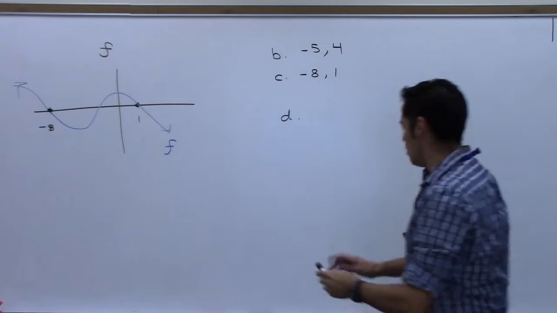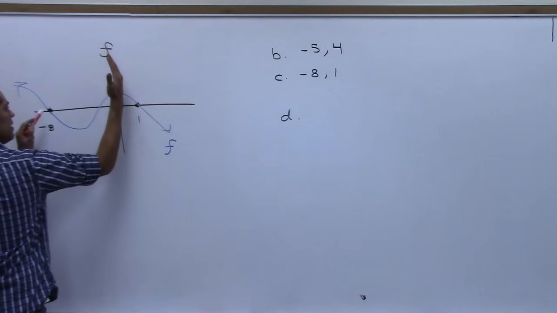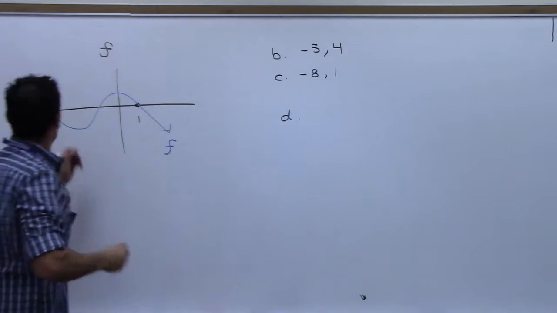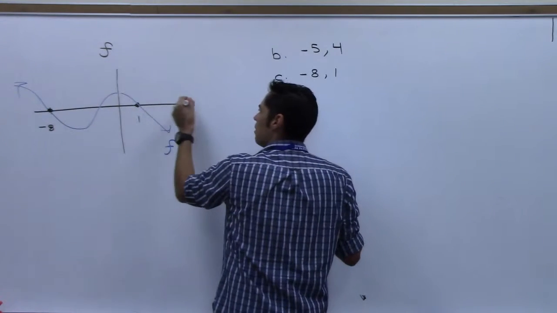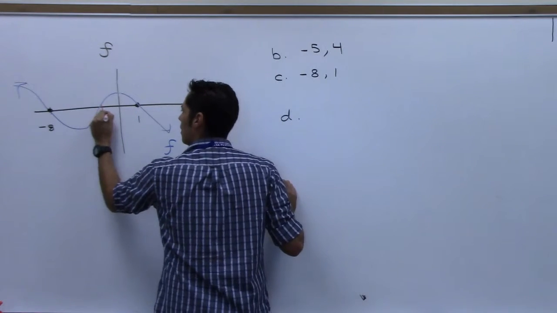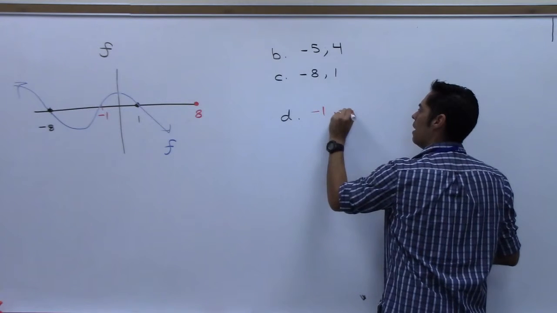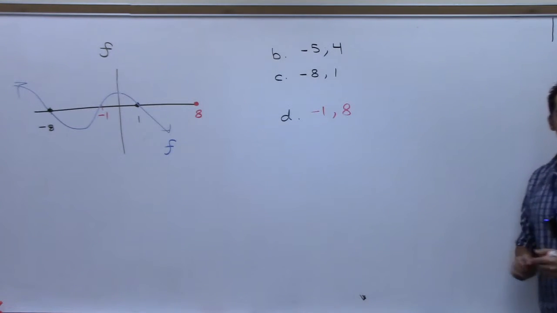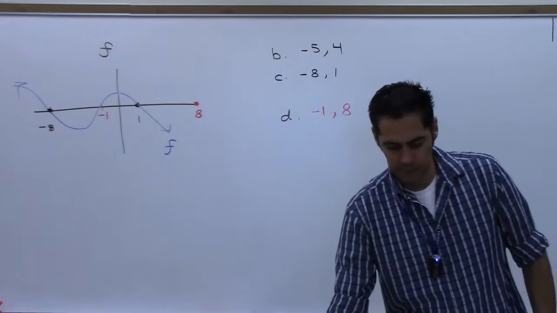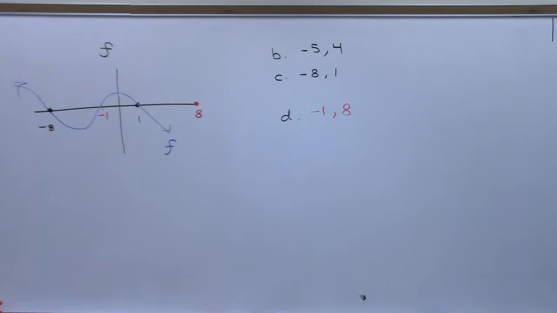If you take this picture and reflect the whole picture over the y-axis, everything that was here flips over there, and everything that's here flips over here. So this x-intercept now comes over here to become 8, and this one flips over to become negative 1. So for this part, you get negative 1 and 8. Questions? Let's look at the next example.